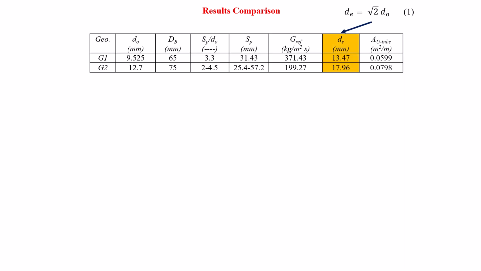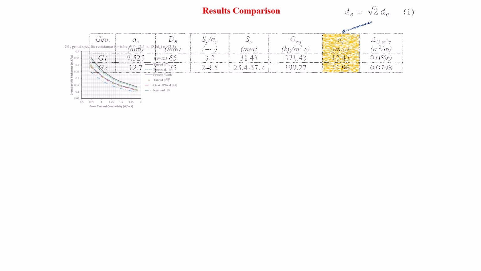Results comparison between the present episode correlation and the others, which have been expressed in different forms and published in different journals for me and for others, can be presented in this part. We have the equivalent diameter, which has been expressed as the square root of d naught, and it has been calculated and included in this table.